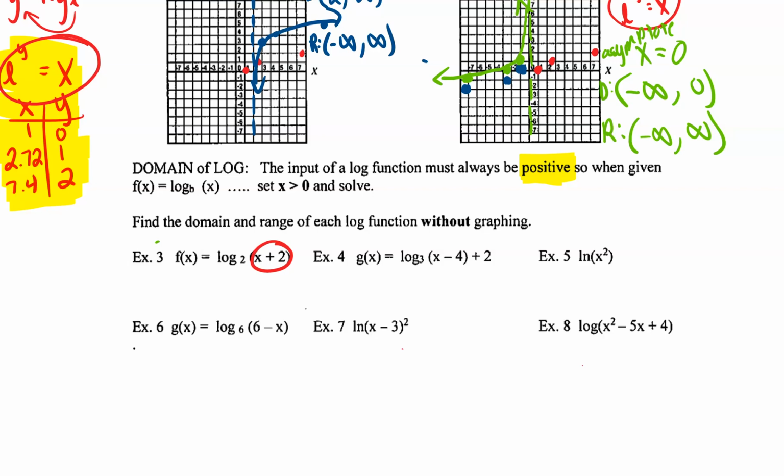Number 3 is pretty straightforward. It's just going to be x plus 2 has to be greater than 0. Subtract 2 from both sides. x has to be greater than negative 2. So it's basically just the opposite of whatever that number was. This should be written in interval notation as negative 2 to infinity.